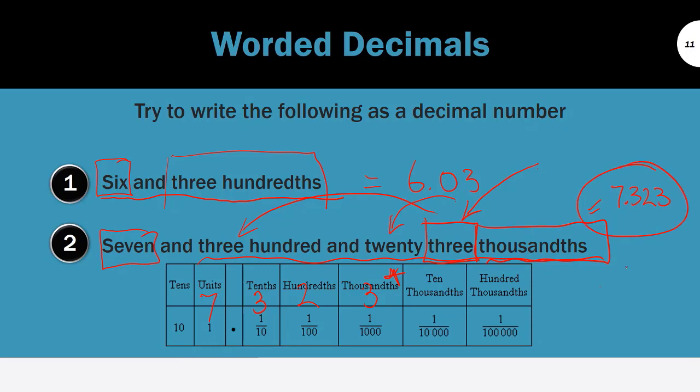So that's where this place value chart is really handy for putting these back into decimal numbers, if they are written as a sentence.